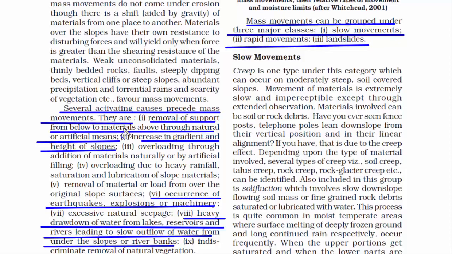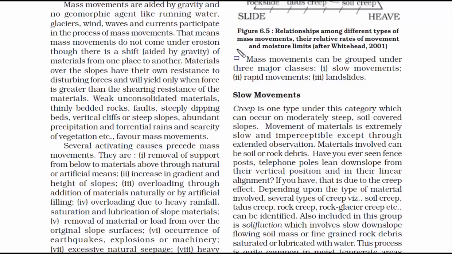Now, flowing of water will lead to gully formation. Continuous pouring of rainwater will cause gully formation on these slopes, which will eventually cause soil erosion. So these are some of the ways that activate mass movement, or in other words, a landslide. So mass movements can be grouped under three major classes: slow movements, rapid movements, and landslides.